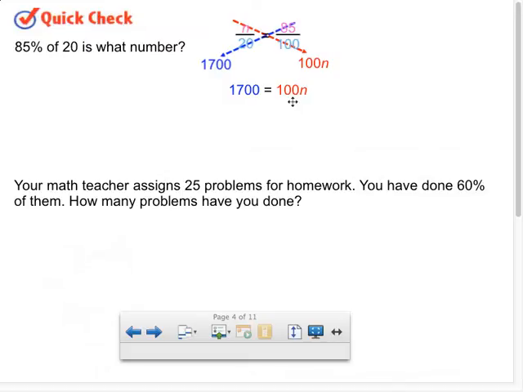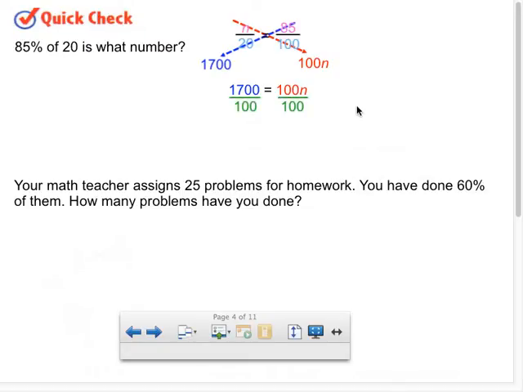Can somebody help Melvin out? Lauren? You divided by 1,700. Is that where my variable is? What? You divided by 100? I got to look at where my variable is, and what's with my variable? It's 100, and it's 100 times n, so I got to get rid of 100 times by dividing by 100.